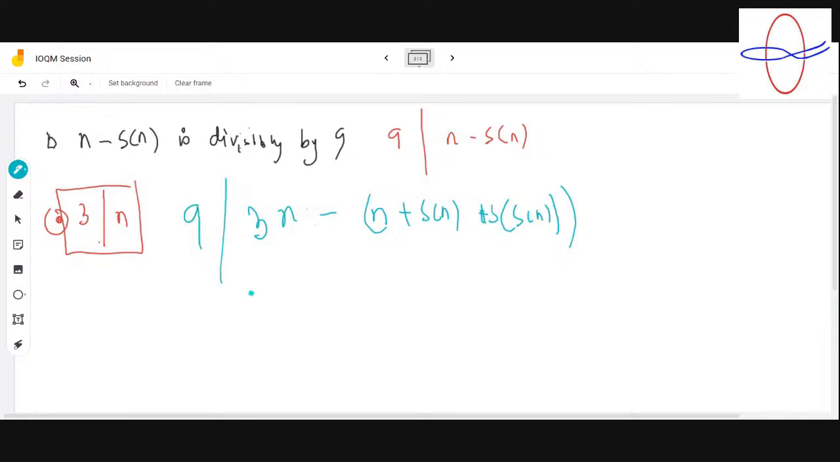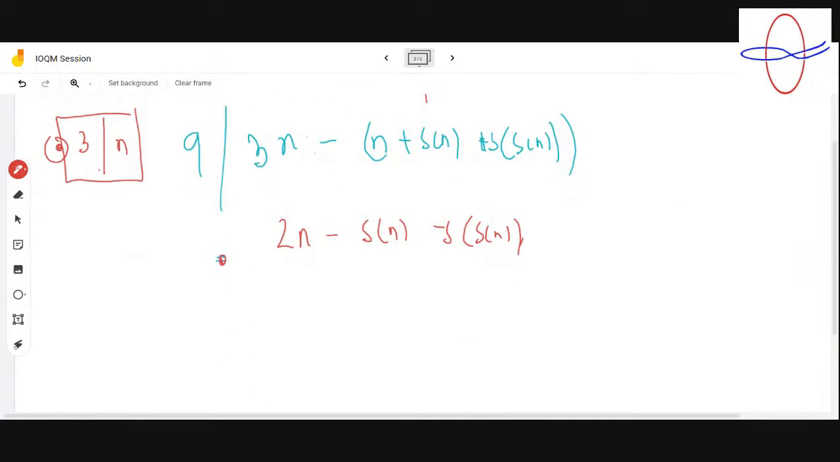We'll show this. That means the following. Why is this true? Because if you just add it up, you see it will be 2n minus S(n) minus S(S(n)). You will get this one. So how do you write it now? You write it in a very simple manner, you write it as this.